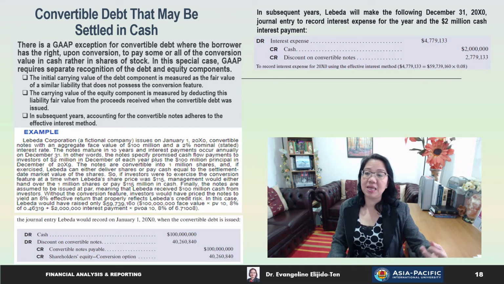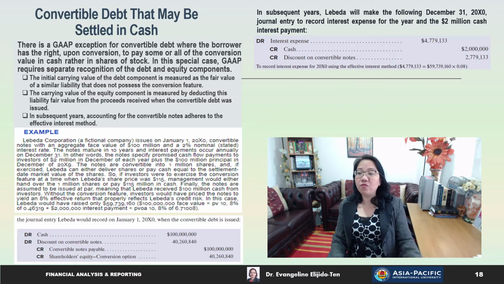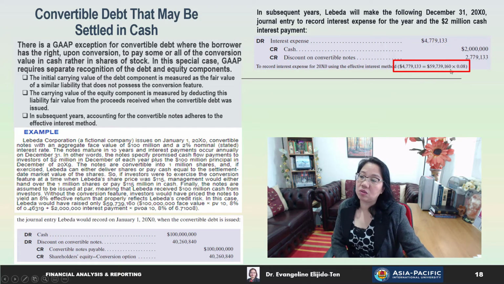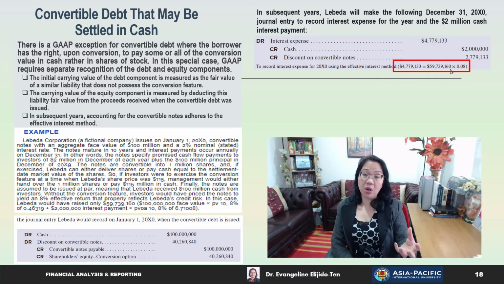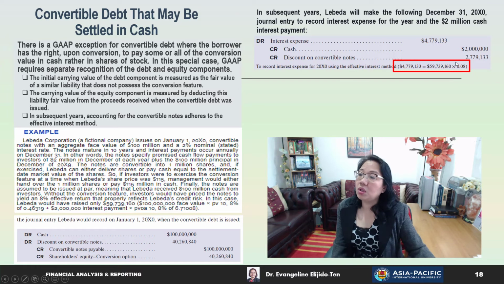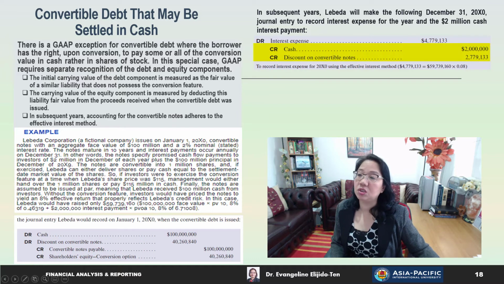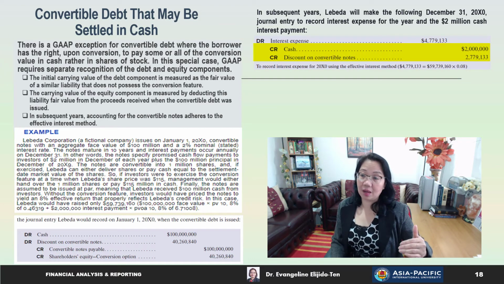And in subsequent years, Lebida will be making this journal entry starting from December 31st, 20XO. They will be debiting interest expense of $4,779,133. How did we get that? So that $59,739,160 value of this debt multiplied by the 8% rate, credit $2 million, representing the interest payment, and discount on convertible notes will also be credited for the difference.